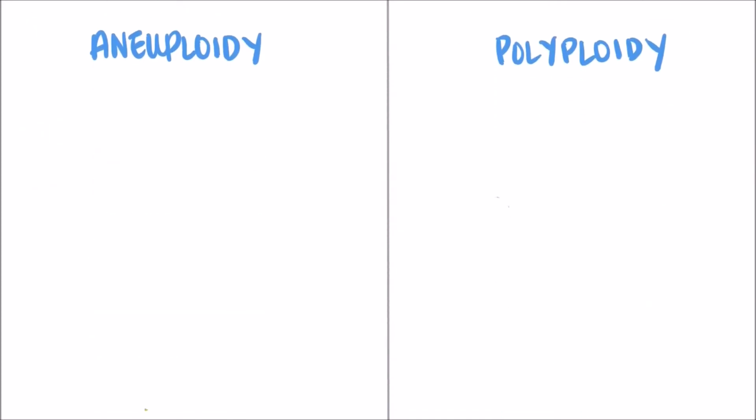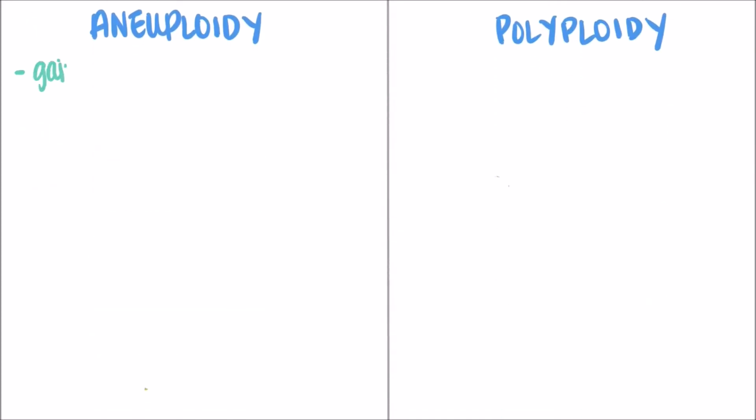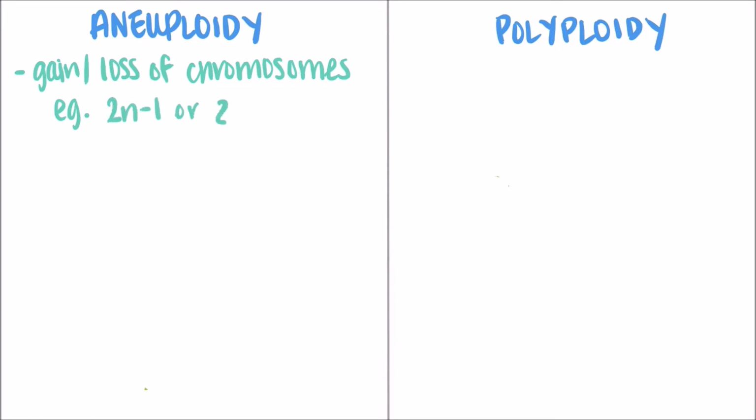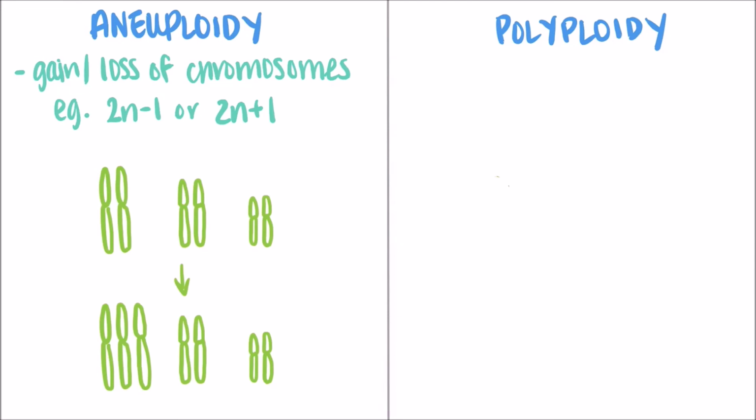Aneuploidy versus polyploidy. Aneuploidy usually refers to the gain or loss of chromosomes. So rather than the wild-type 46 chromosomes, people with aneuploidy, such as those with Down syndrome or Turner syndrome, will have either 1 more chromosome or 1 less chromosome. These can be represented with 2n+1 or 2n-1 notations.